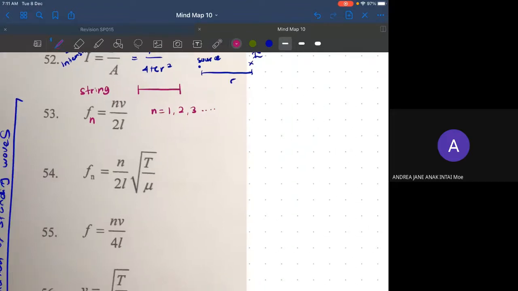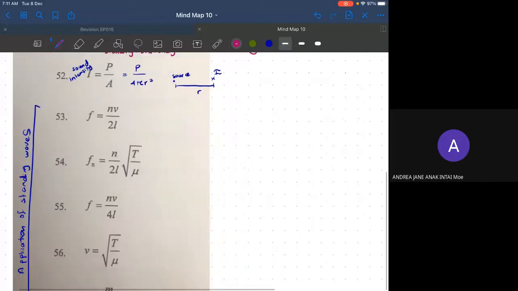Tak sebenarnya, okay, abaikan. This one bukan untuk string. Kat bawah ni dah ada dah, sorry. So, equation 54 ni untuk string. Equation 54 ni untuk string, di mana Fn, dia sebenarnya formula dia macam ni.